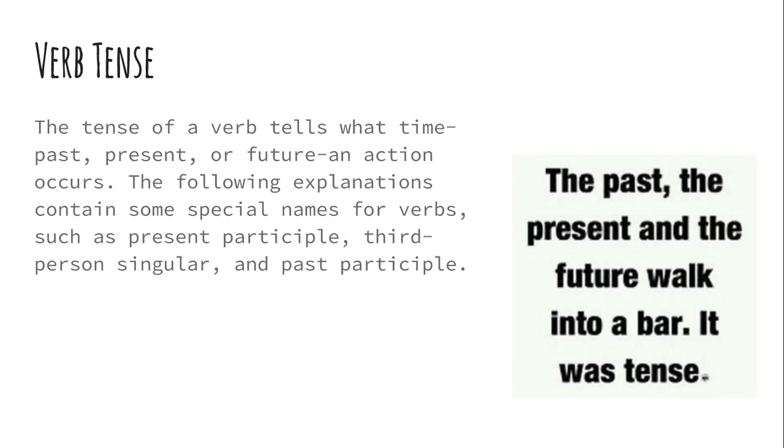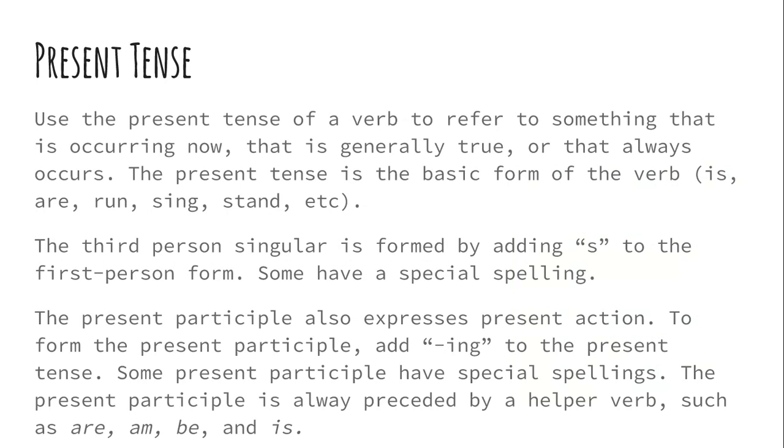The tense of a verb tells what time, past, present, or future, an action occurs. The following explanations contain some special names for verbs, such as present participle, third person singular, and past participle, and we'll talk about what each of those things mean. Use the present tense of a verb to refer to something that is occurring now, that is generally true, or that always occurs. The present tense is the basic form of the verb. So, for example, is, are, run, sing, stand, etc.